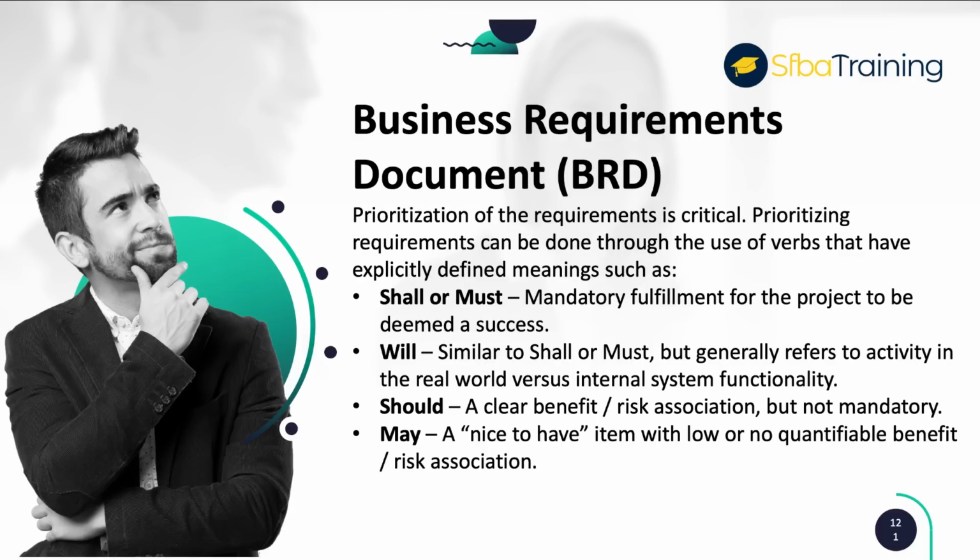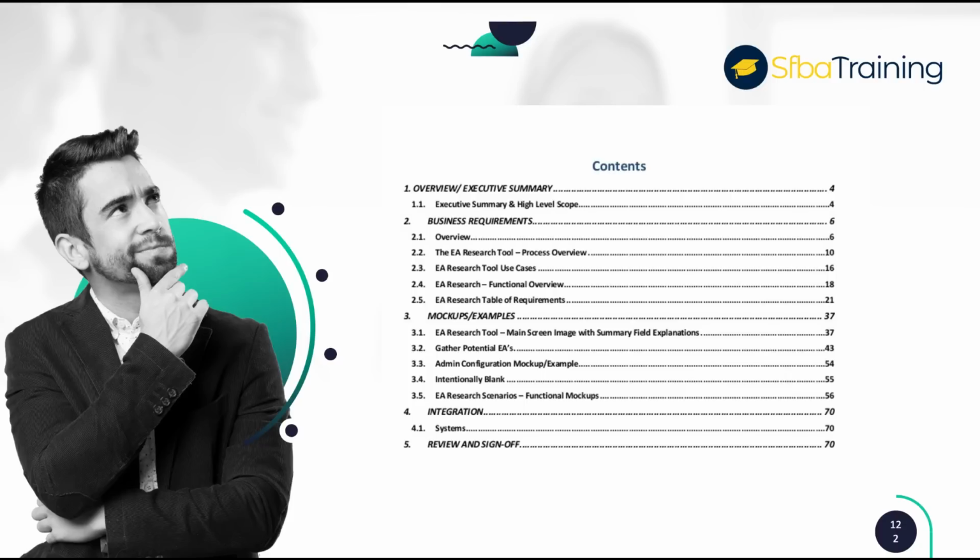Prioritizing requirements can be done through the use of verbs that have explicitly defined meanings, such as shall or must: mandatory fulfillment for the project to be deemed a success. Will: similar to shall or must, but generally refers to activity in the real world versus internal system functionality. Should: a clear benefit-risk association, but not mandatory. May: a nice-to-have item with low or no quantifiable benefit-risk association. Here is a sample table of contents of a BRD.